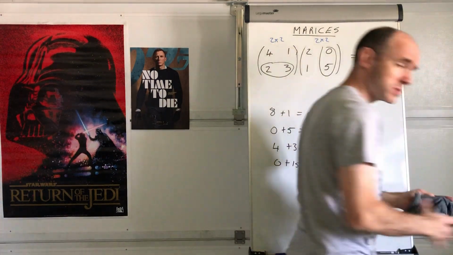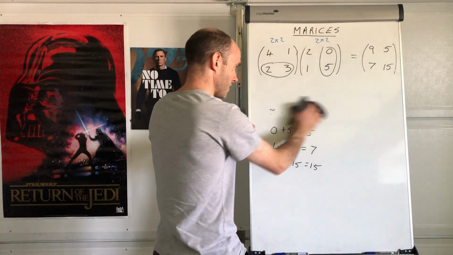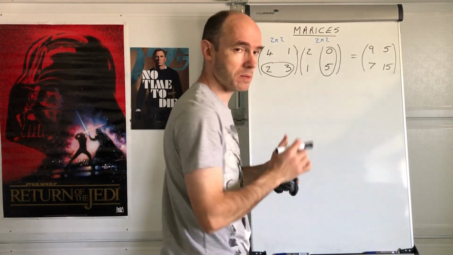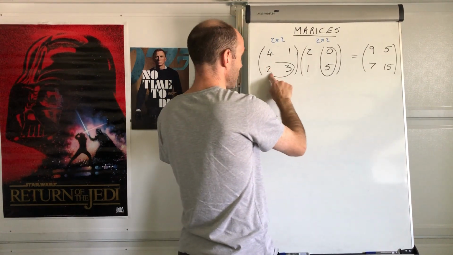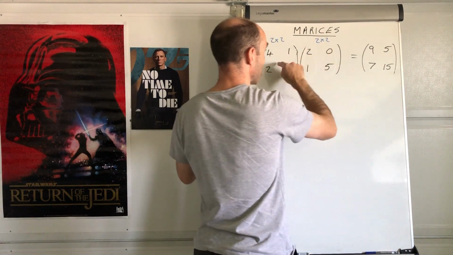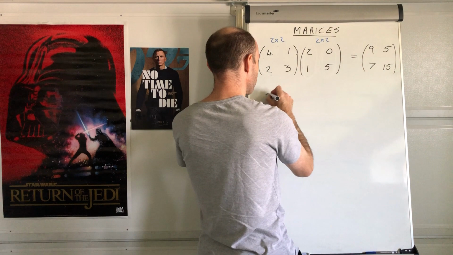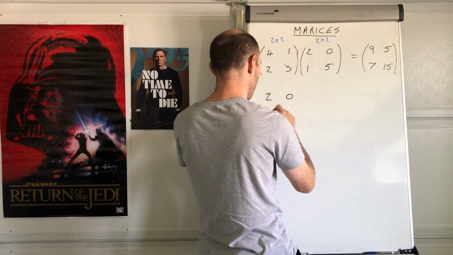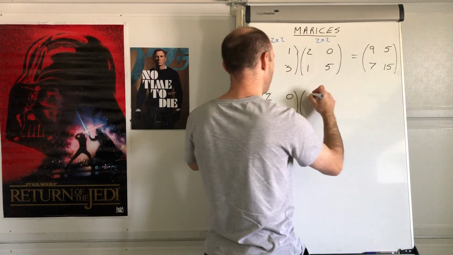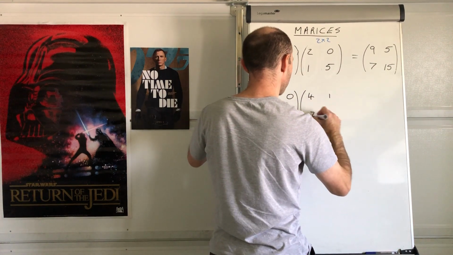There'll be a few more examples, but before we go on to a different sort of example, let's see what happens when you multiply them the other way around. So let me just get rid of this. Okay, and so that times that equals that. Let's just put the matrices the other way around. 2, 0, 1, 5. And then 4, 1, 2, 3.